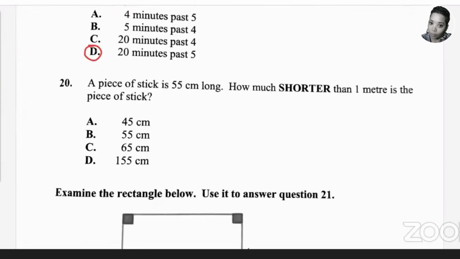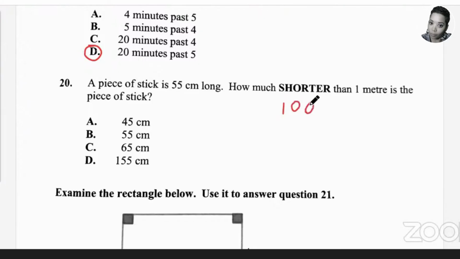Question 20. A piece of stick is 55 centimeters long. How much shorter than a meter is the piece of stick? So it's not 1 meter, that much we know. But how much shorter than a meter is the piece of stick? We'll have to already know how many centimeters make 1 meter, and it takes 100 centimeters to give you 1 meter.